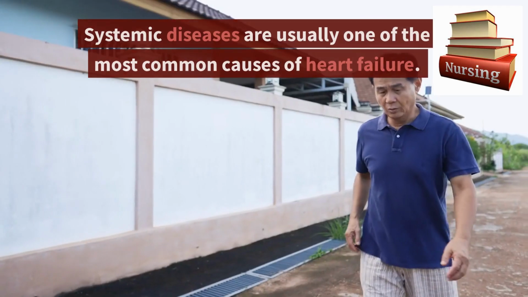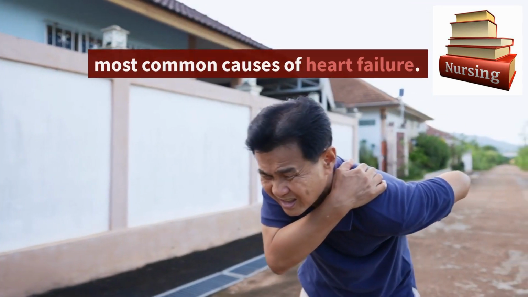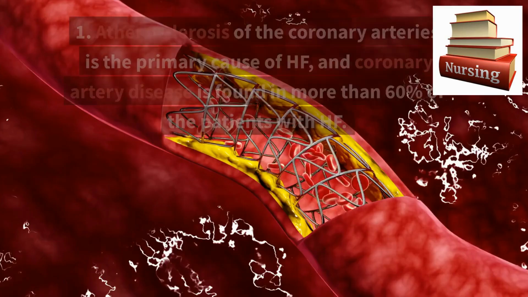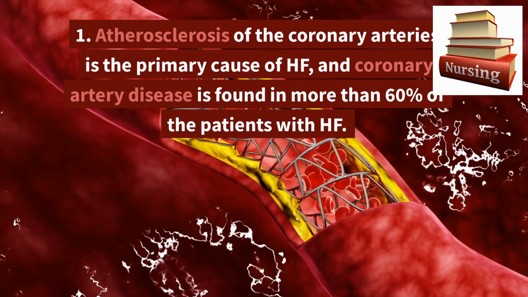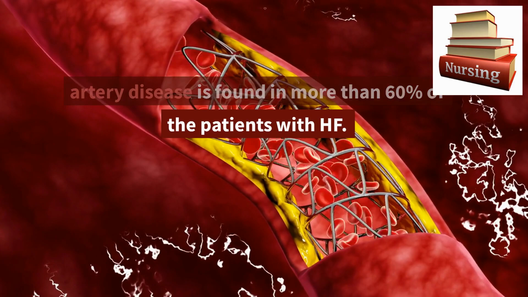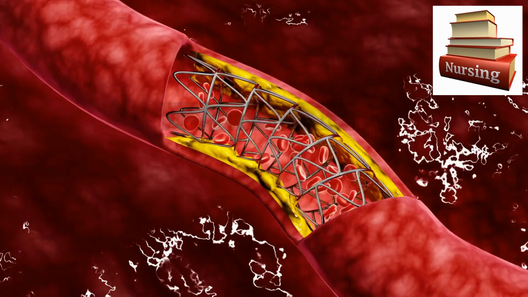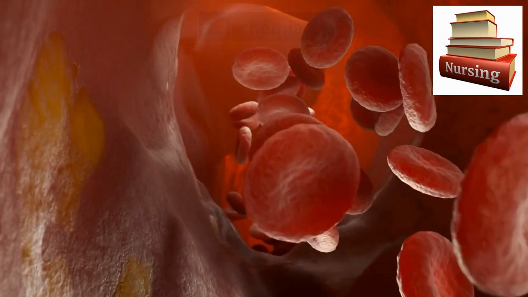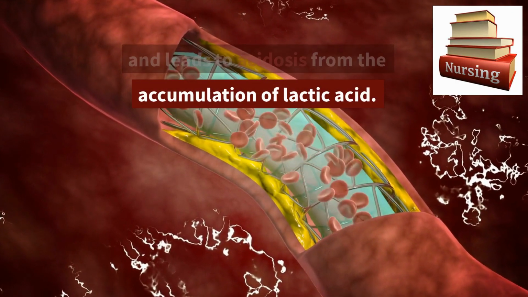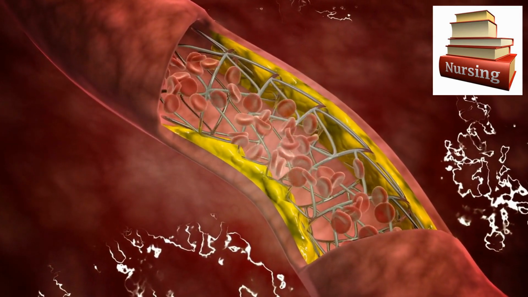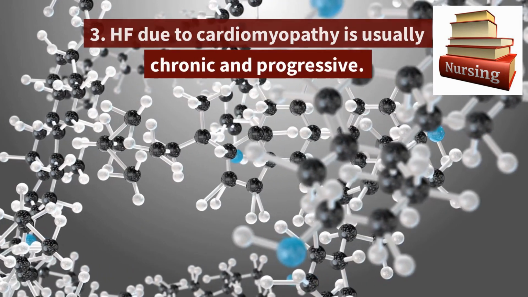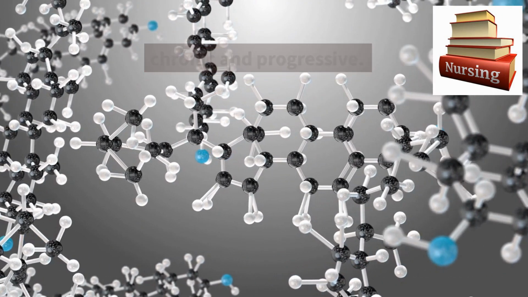Causes. Systemic diseases are usually one of the most common causes of heart failure. 1. Coronary artery disease. Atherosclerosis of the coronary arteries is the primary cause of HF, and coronary artery disease is found in more than 60% of the patients with HF. 2. Ischemia. Ischemia deprives heart cells of oxygen and leads to acidosis from the accumulation of lactic acid. 3. Cardiomyopathy. HF due to cardiomyopathy is usually chronic and progressive.